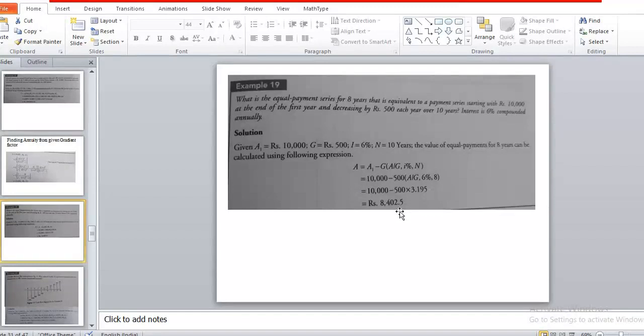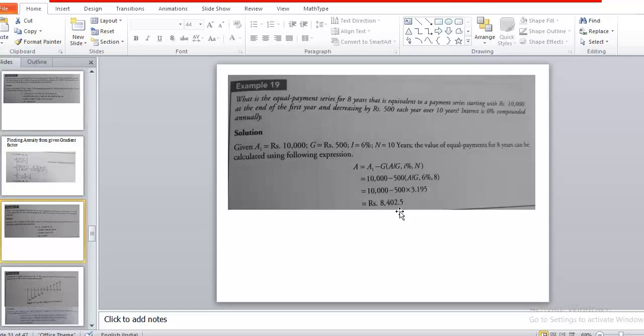These examples are based on finding the annuity from a particular gradient, an increment or decrement, and finding the future value from a particular gradient. These examples are based on such cases for finding the annuity and the future worth.